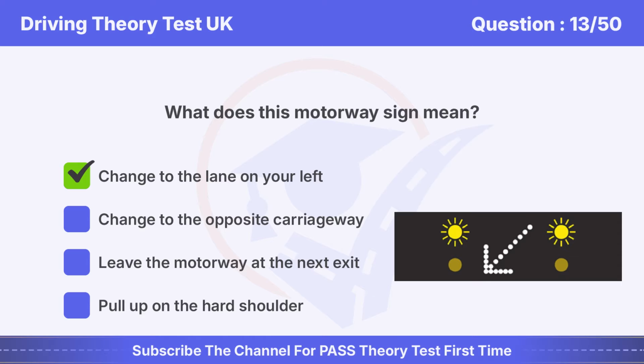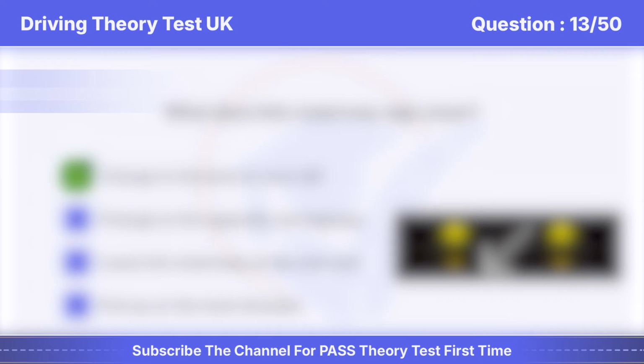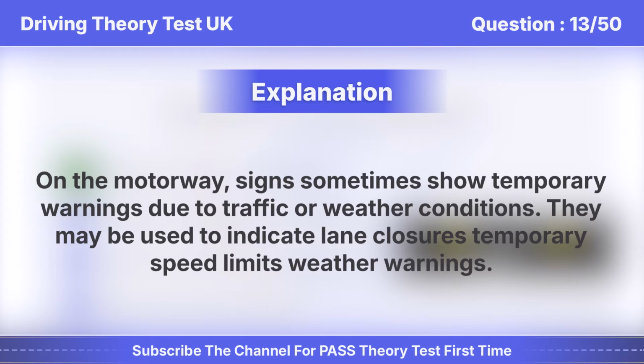Answer is A. Change to the lane on your left. On the motorway, signs sometimes show temporary warnings due to traffic or weather conditions. They may be used to indicate lane closures, temporary speed limits, weather warnings.